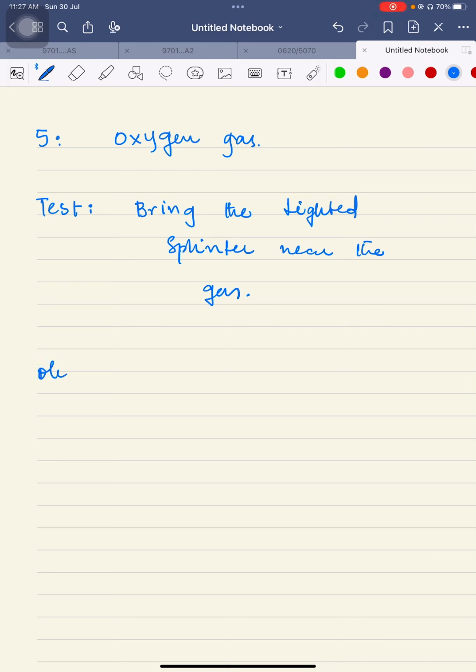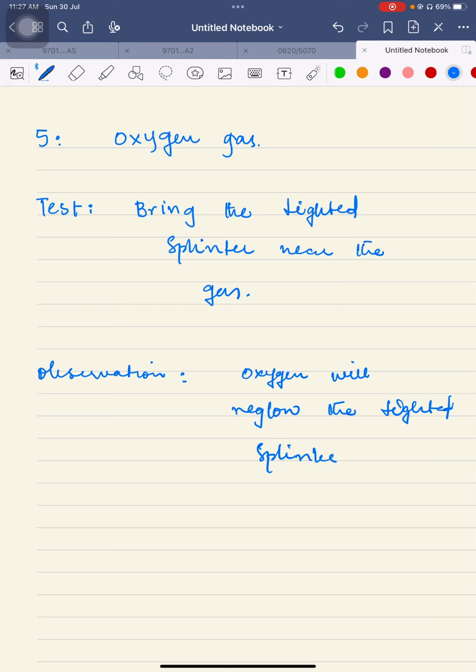And what is the observation? Oxygen will reglow the lighted splinter. Oxygen will reglow the lighted splinter.